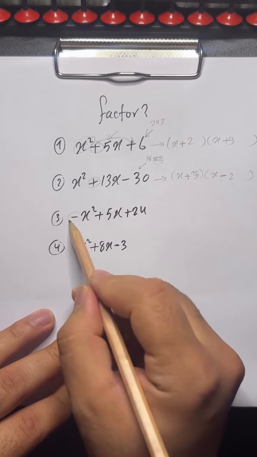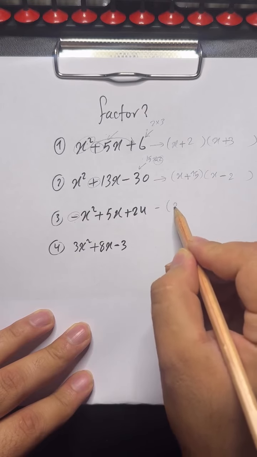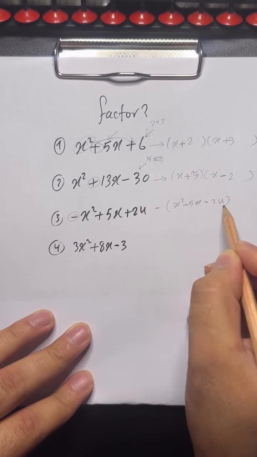For the third one, there's a negative here. So first of all, we will take this negative as a common factor. When you take this negative as a common factor, this one will be x to the power of 2 minus 5x minus 24. Now we are working with that one.